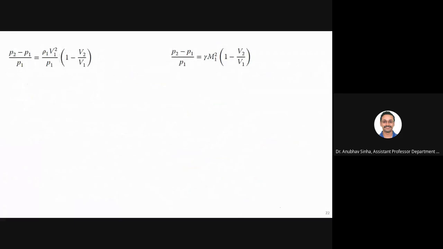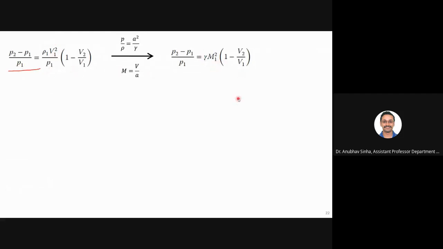So this is what we have in the last slide. Let me get a pointer. Or I can also say that instead of writing this term, I can write M1 square. Why can I write that? Because P by rho is equal to A square by gamma, that we have already seen, and Mach number is velocity by speed of sound. So if you substitute all that, instead of rho V square by P1, I can write gamma M1 square. Rest of the terms remain the same.